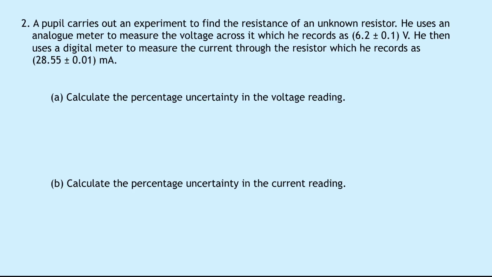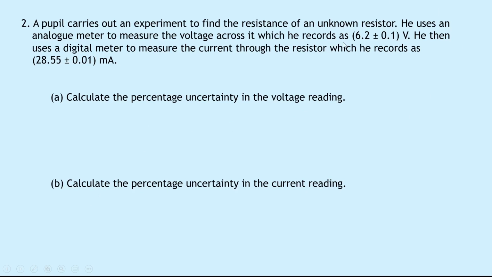Question 2, which has a bit more text to it, says a pupil carries out an experiment to find the resistance of an unknown resistor. He uses an analog meter to measure the voltage across it, which he records as 6.2 plus or minus 0.1 volts. He then uses a digital meter to measure the current through the resistor, which he records as 28.55 plus or minus 0.01 milliamps. Calculate the percentage uncertainty in the voltage reading, and then part B says calculate the percentage uncertainty in the current reading.